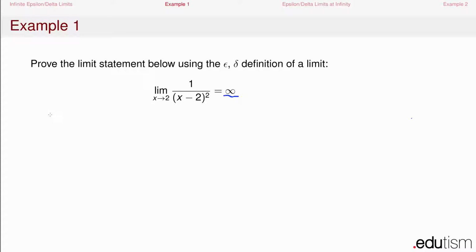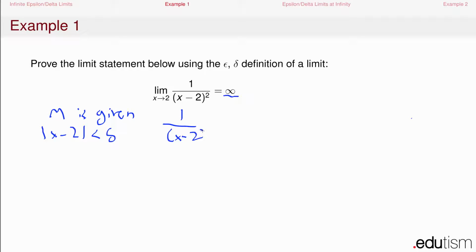So we're going to start by letting this number m be given to us. So we assume that someone's given us this positive number m. We want to find a corresponding delta such that as long as the x values are within delta of 2, the y values are going to be bigger than m. So we can also assume that the x values are within delta of 2, that the absolute value of x minus 2 is less than delta. We want to say, what does this say about the corresponding y values?